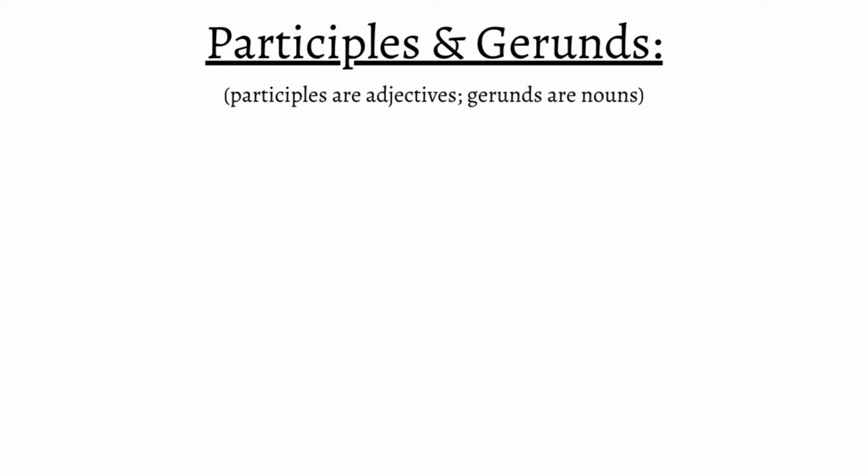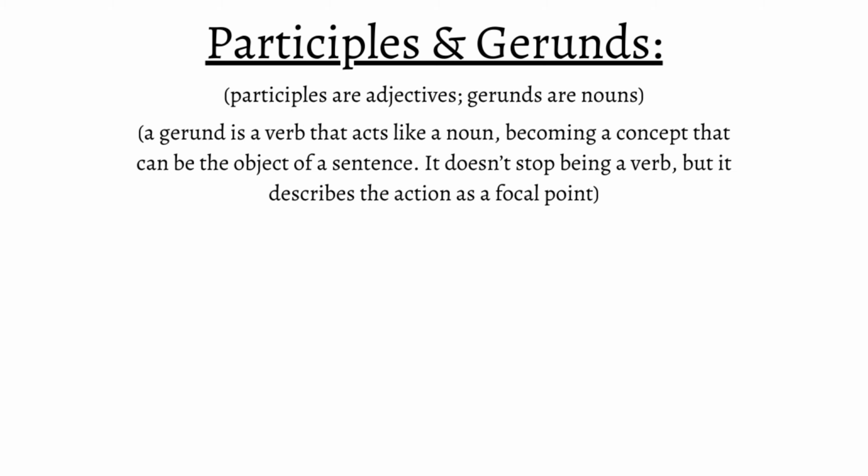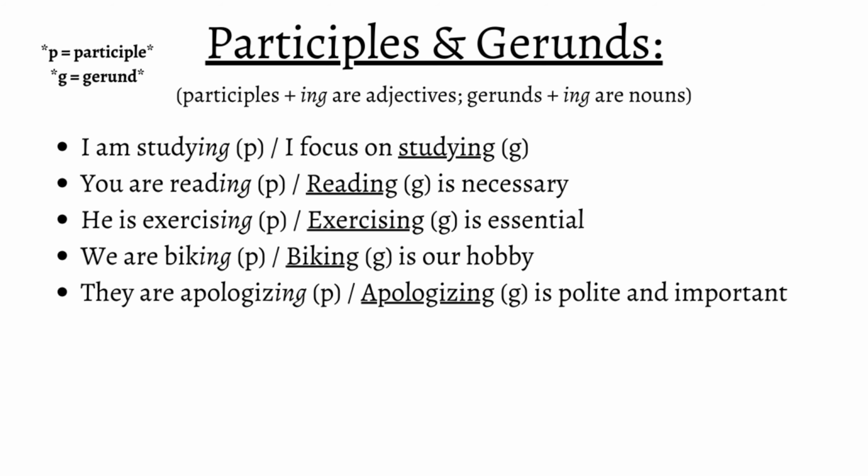Now previously, I've said that participles are adjectives while gerunds are nouns. What this means is that a gerund is a verb that acts like a noun, which becomes a concept that can be the object of a sentence. It doesn't stop being a verb, but it describes the action as a focal point. Here are some examples with progressive phrases so you can understand the difference.